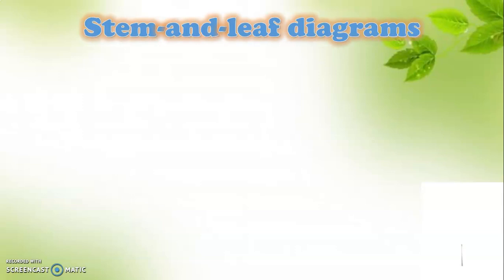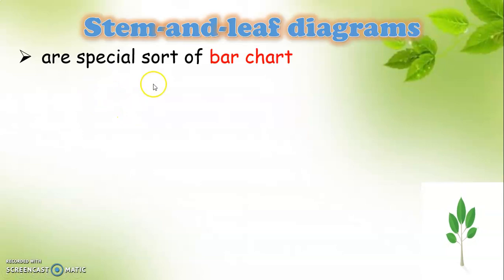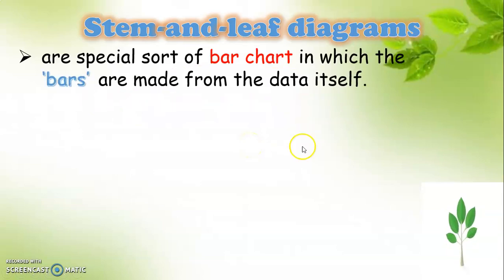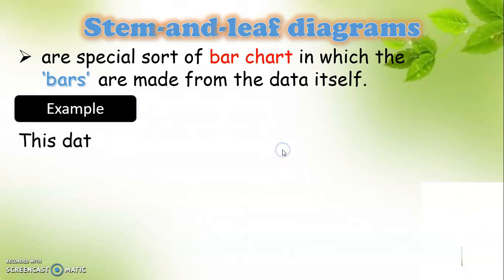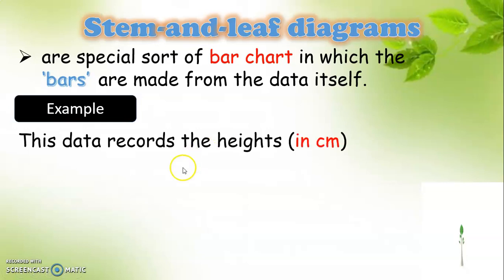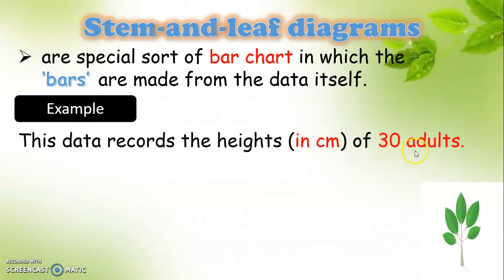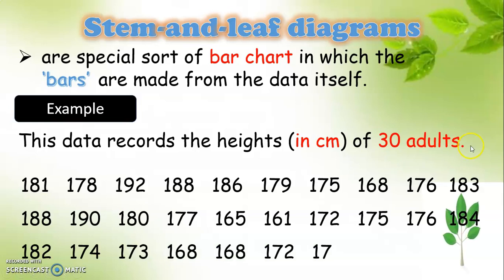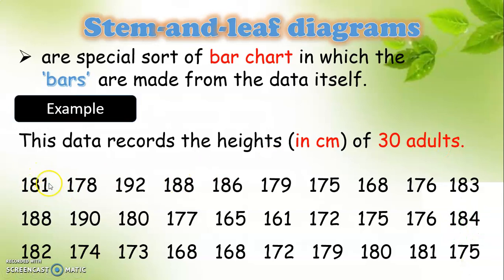First, what is a stem and leaf diagram? This is a special sort of bar chart in which the bars are made from the data itself. So let us have the first example. This data records the height in centimeters of 30 adults. So these are the data that we get from the 30 adults. It means this number shows height in centimeters.